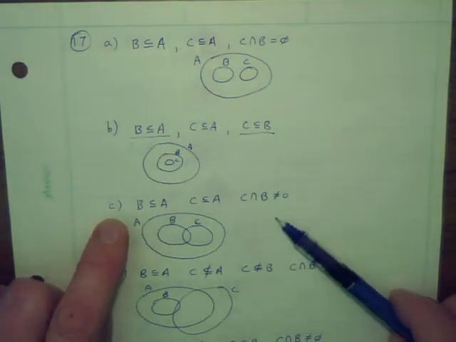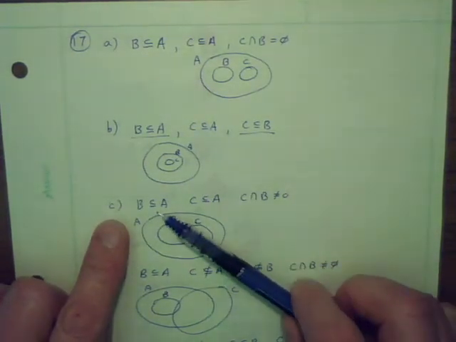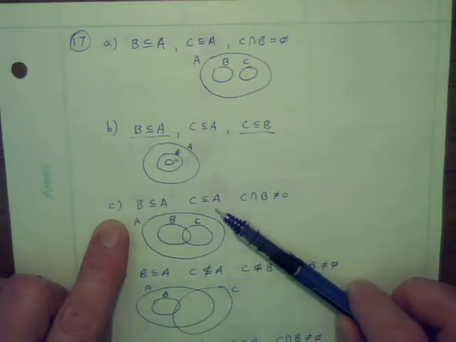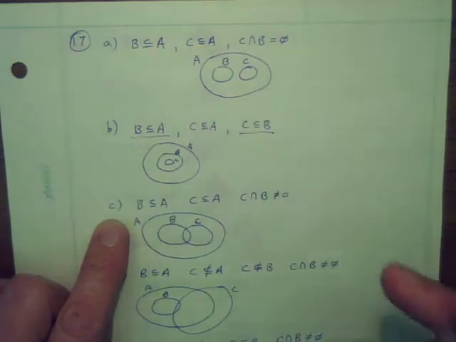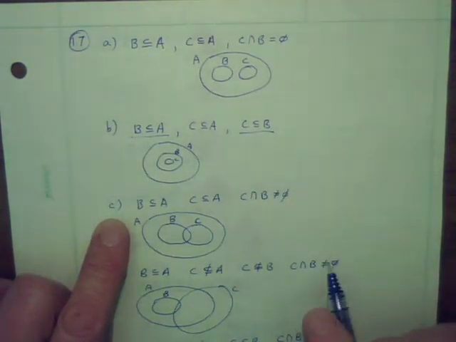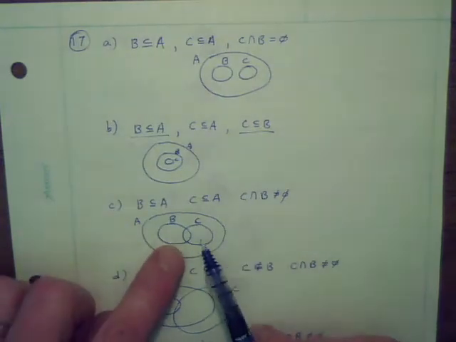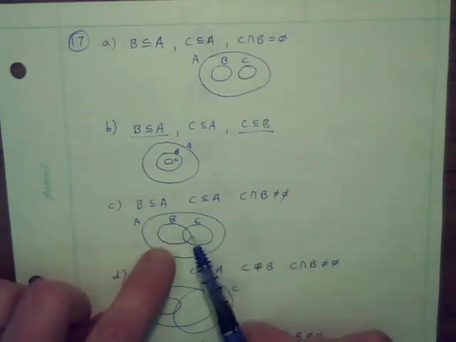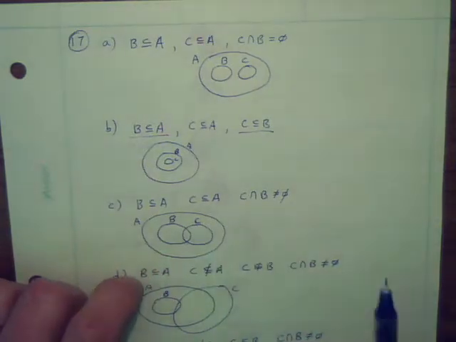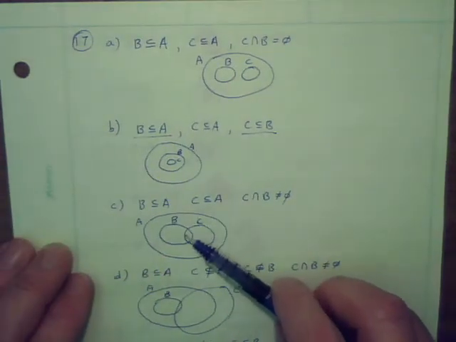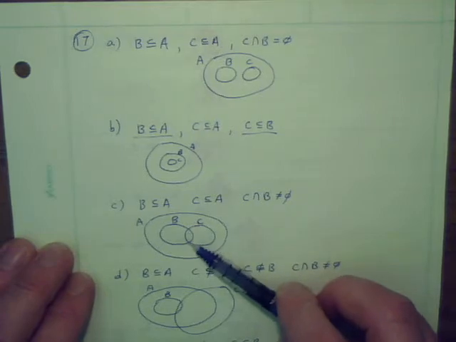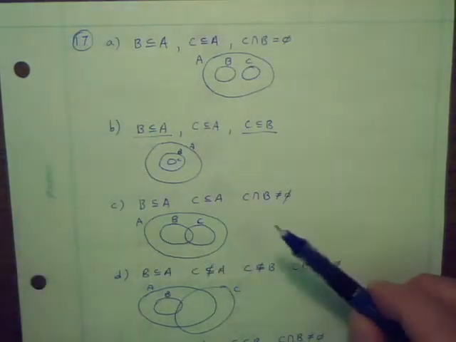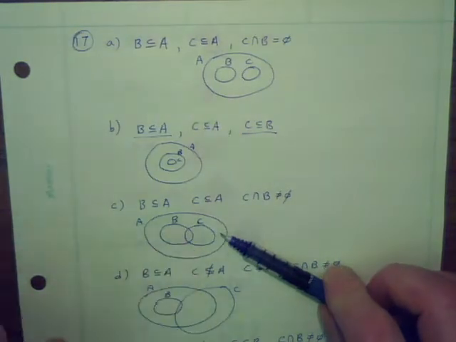Okay, for part C, we want B to be a subset of A, we want C to be a subset of A, but we don't want their intersection to be the empty set now. And so all I have to do is put both B and C inside of A and make it so that they overlap each other. Now their intersection is not the empty set, because there's some area in that intersection area. Because there's an overlap, that means it's representing that it's not empty.